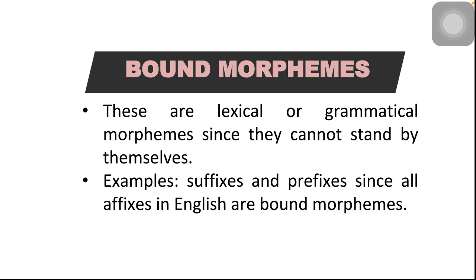For example, prenuptial. The pre attached to nuptial, we call that a prefix. Okay? These suffixes and prefixes, we generally call affixes. So these are bound morphemes. They cannot stand alone. Okay.